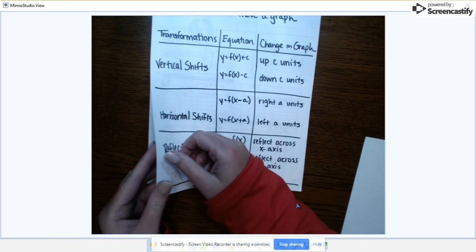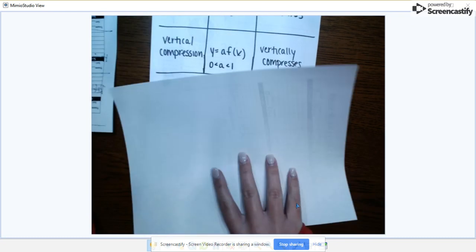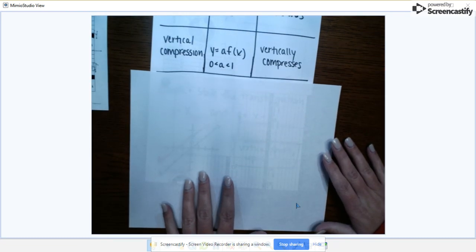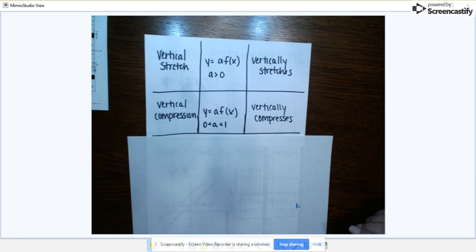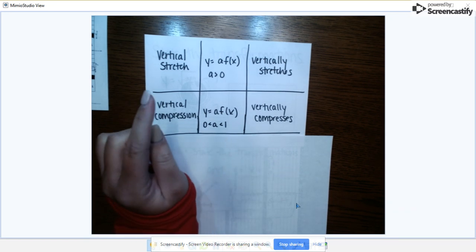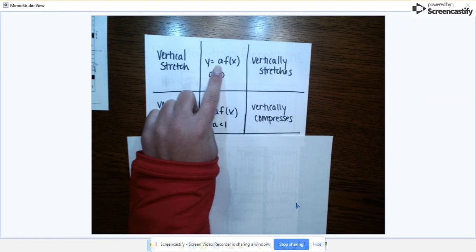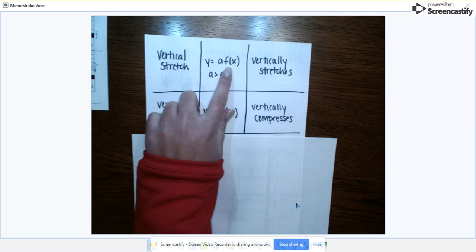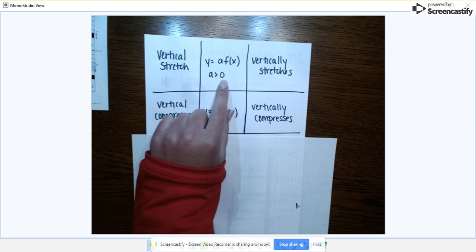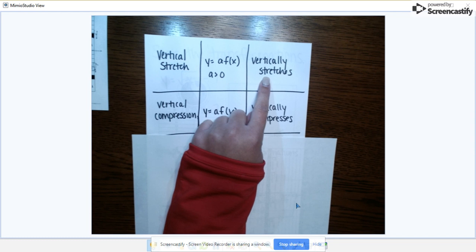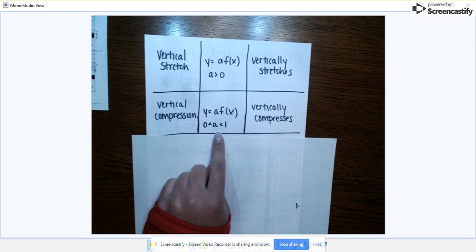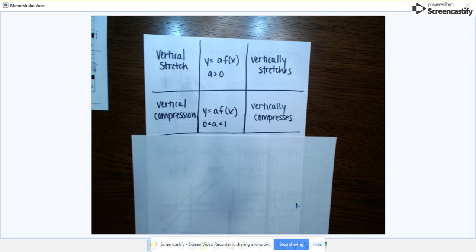I have two more transformations before we look at examples. We have vertical stretches and vertical compressions. That means it's going to look like we're either pulling on the top and bottom of our graph, or pushing on the top and bottom of our graph. A vertical stretch or compression is signified by a times our function. If a is greater than 1, that will be a stretch. If a is between 0 and 1, that will be a compression. So some sort of fraction will vertically compress.